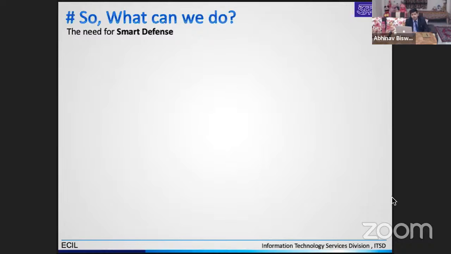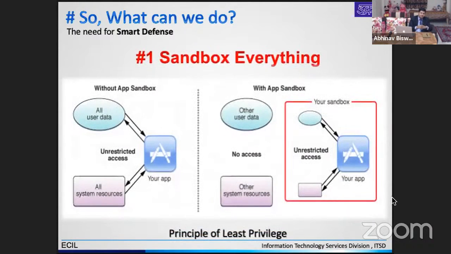So what can we do after hearing all this? Something called smart defense, right? Everything is getting smart, devices are getting smart, so why not let defense get smart? The basic idea is the principle of least privilege. We need to sandbox everything. We need to have a policy or a framework called zero trust. We will not trust anything.